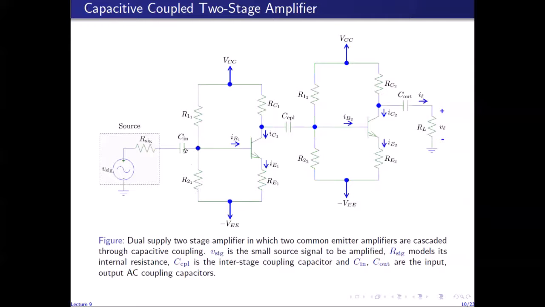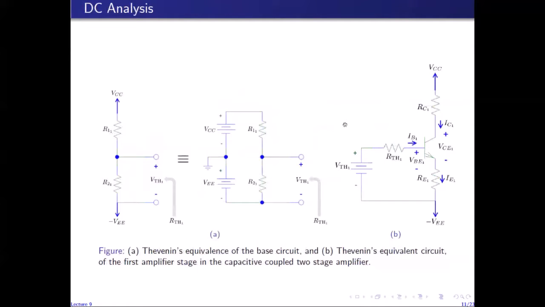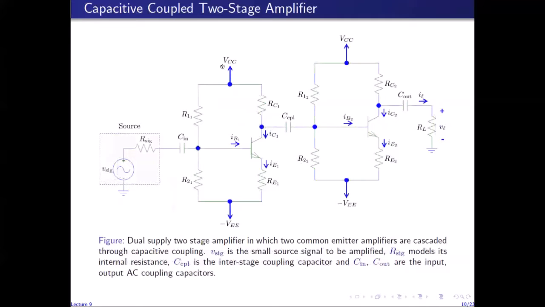So at DC, when all of these capacitors are open circuited, you can see that this first stage is disconnected from the second stage. So the two stages are separated out, and they can be independently analyzed for the DC currents and voltages. So at DC, like I said, I can separately analyze these two amplifier stages.